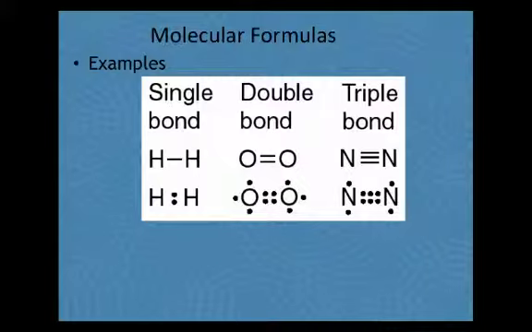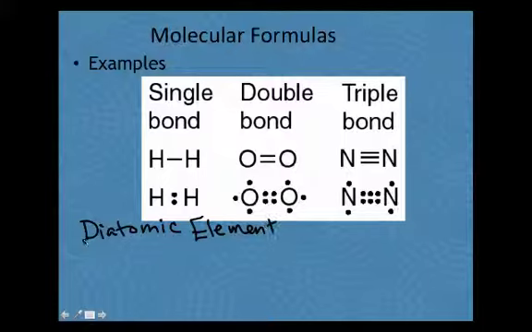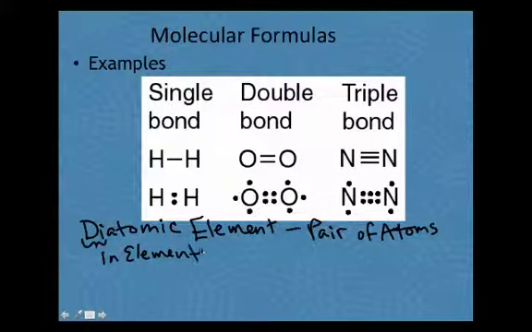Here's some examples of what a single bond would look like between hydrogens, then here's one between the oxygens, and then one between the nitrogens. And seeing these reminds me of something that you guys really need to know, and this is a good time. Some elements are called diatomic elements. Diatomic elements hang out in pairs. That's why it starts with di. They have pairs of atoms to form molecules. So in their elemental form, they exist with a partner.